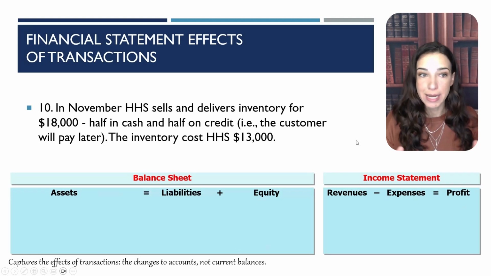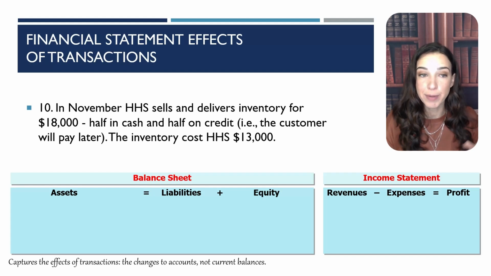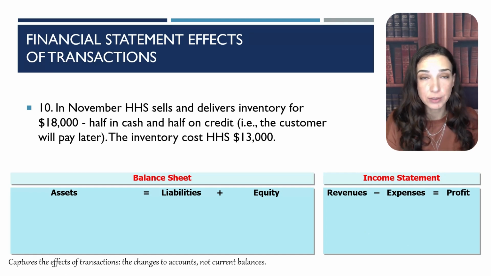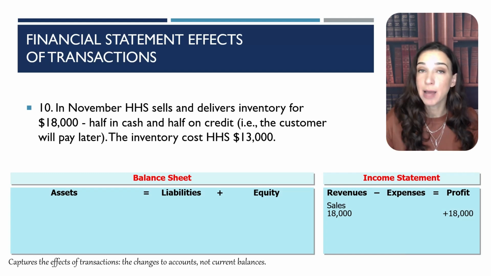Let's say they have more sales. In November, they sell and deliver inventory for $18,000. This was not prepaid. Instead, they get half of the payment in cash immediately, and the other half is on credit, meaning that the customer promises to pay us in the future. The inventory cost originally was $13,000. Do we get to recognize sale? Yes. Do we get to recognize sale for the full $18,000, even though the customer hasn't paid us yet? Also, yes.